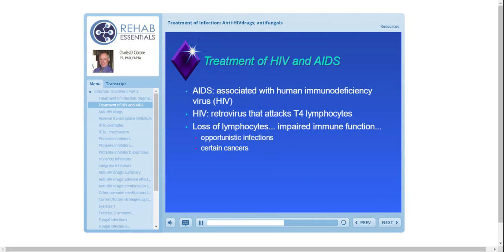If we don't have enough of these lymphocytes, immune function is compromised. And that opens up the body to other opportunistic infections, bacterial, viral, fungal, and so forth, and certain cancers, which speaks to the ability of the immune system to control certain abnormal cell growths. The goal is going to be to keep an adequate number of these lymphocytes functioning. And fortunately, over the last couple of decades, we've developed several strategies to do this. So we're going to take a look now at some of these anti-HIV drugs.